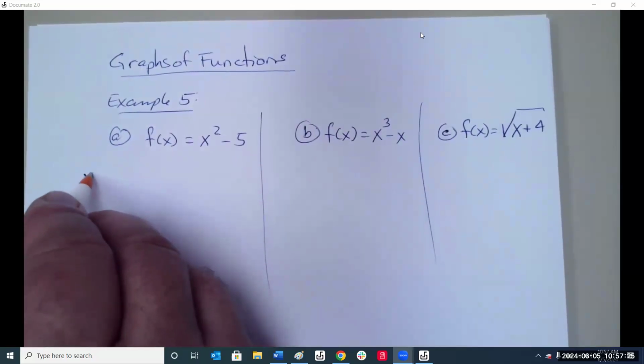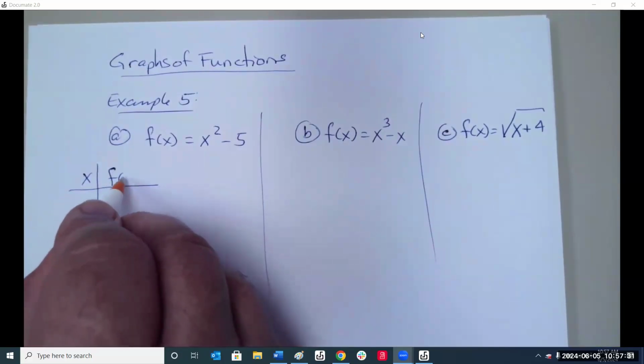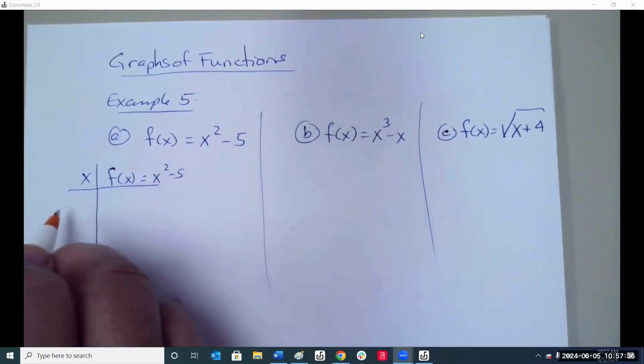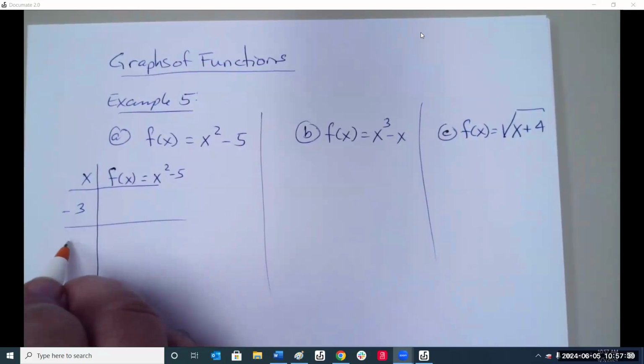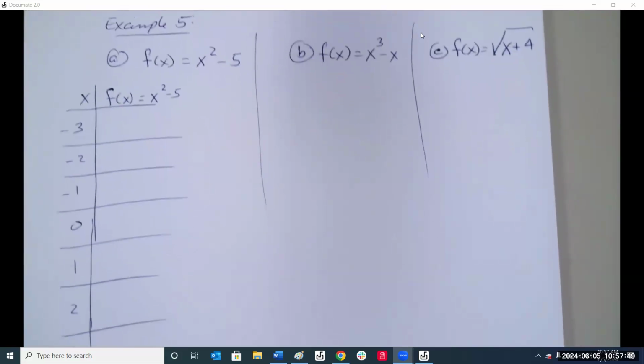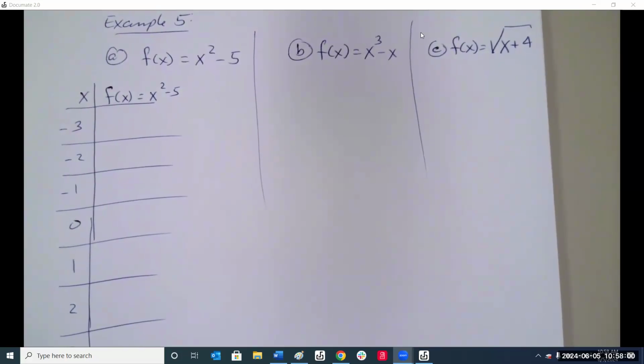So for this first one, let's start with -3, -2, -1, 0, 1, 2, 3. Because whenever you get a function, there are 3 questions you have to ask. Can I use negative numbers? Can I use 0? Can I use positive numbers?